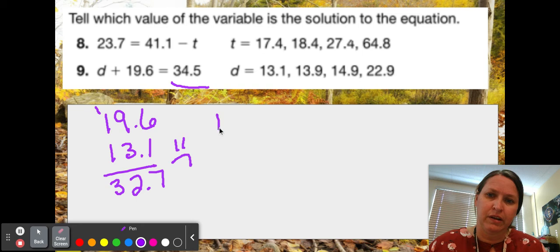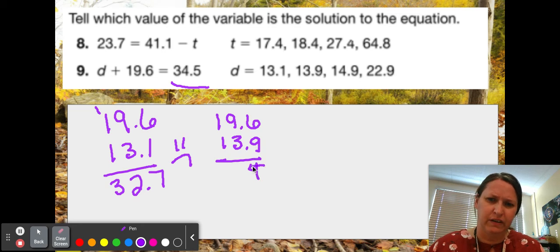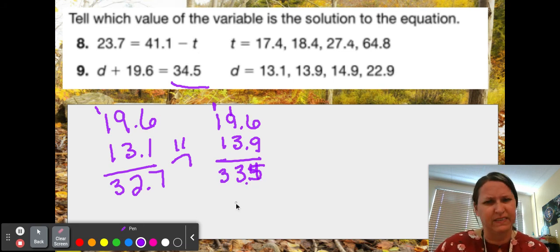Let's do another one. 19.6 plus 13.9. 6 plus 9 is 14. No, 15, sorry. 9 plus 1 is 10 plus 3 is 13. 1 plus 1 plus 1 is 3. So I've got 33.5. Does that work? Nope. I'm going to put another sad face.